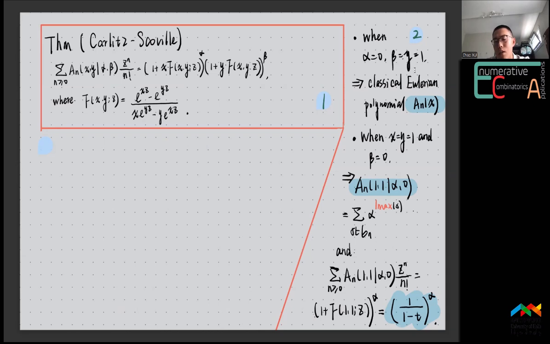From this generating function, we can derive the exponential generating function of the Stirling polynomial.